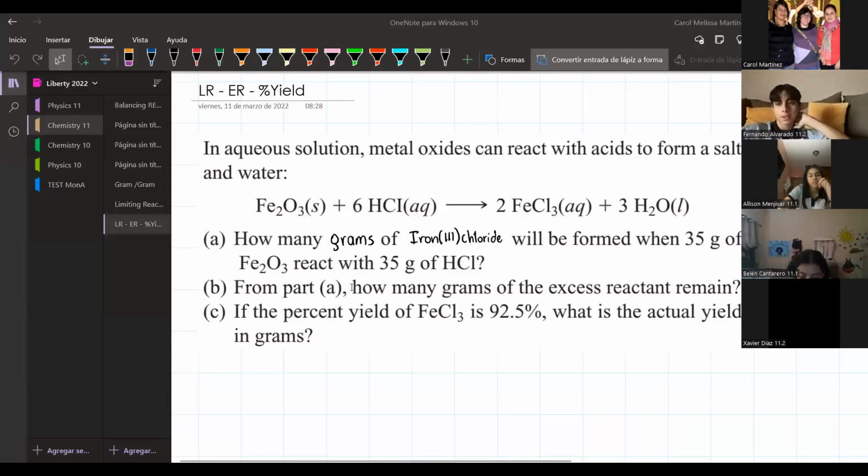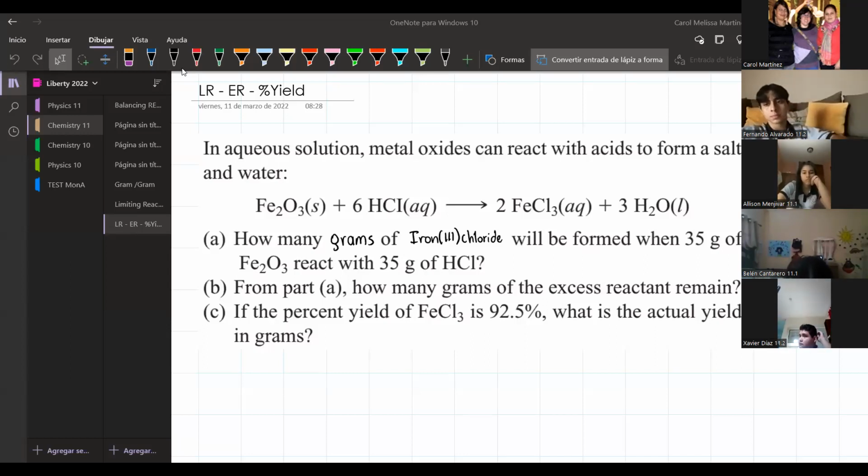So in aqueous solution, metal oxides can react with acids to form a salt and water. In this case, they're giving me a reaction between iron 3 oxide and hydrochloric acid, okay? Take a look. This time, in the product, I'm going to get iron 3 chloride and water.